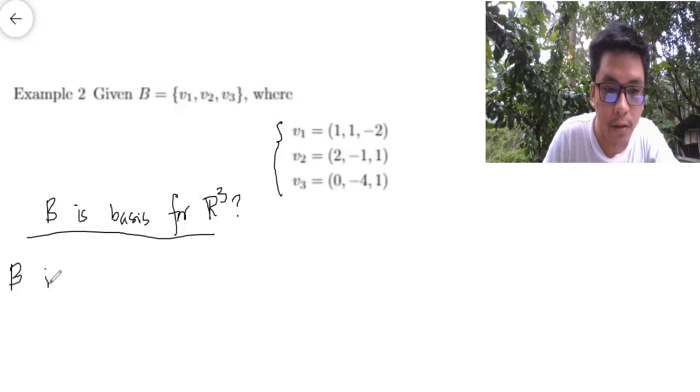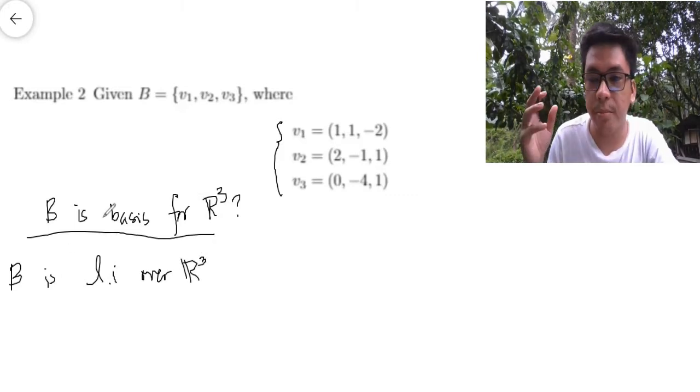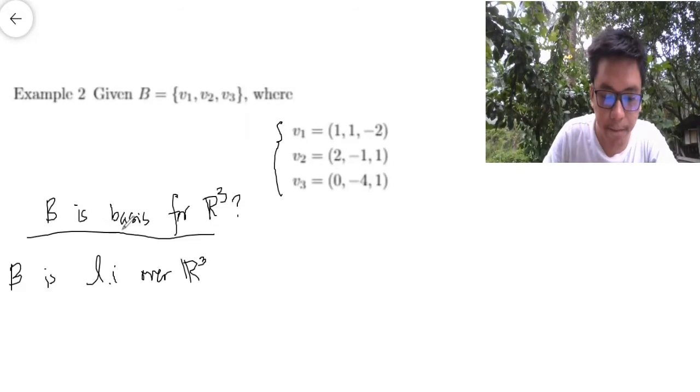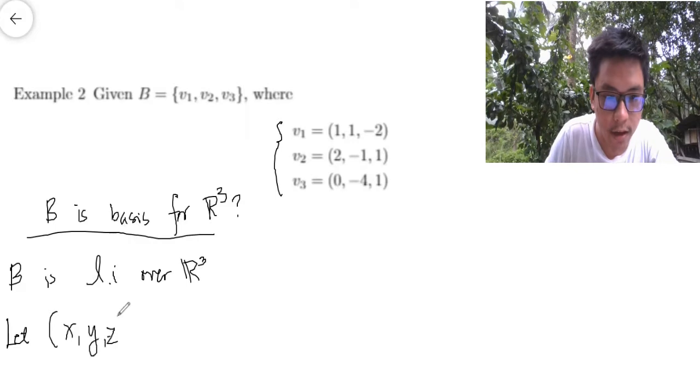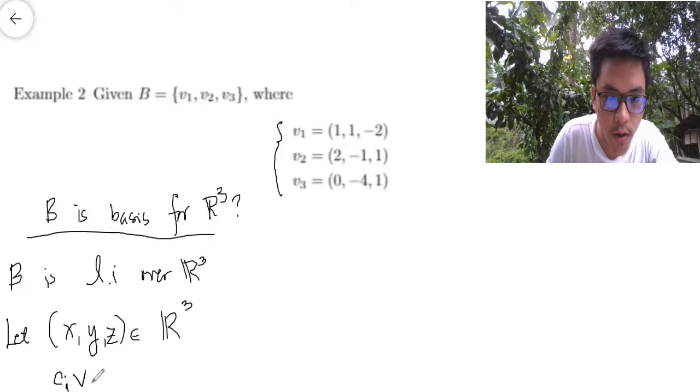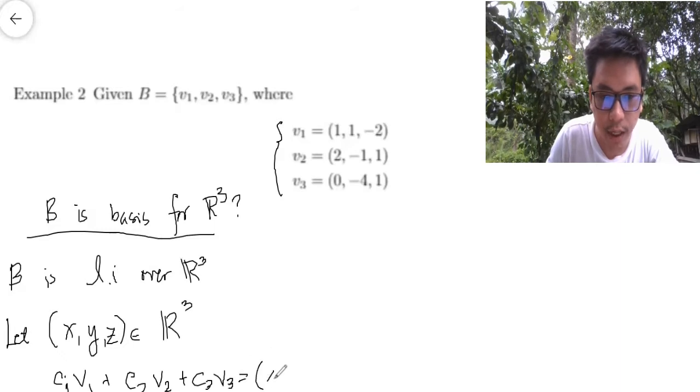That means condition 1 is already satisfied. So let's check if condition 2 is satisfied here. Note that if we let the vector (x, y, z) come from R3, then we wish to show a solution satisfying this linear combination. Let's say we have c1, c2, c3 coming from R, so we have c1 v1 plus c2 v2 plus c3 v3 equal to (x, y, z).